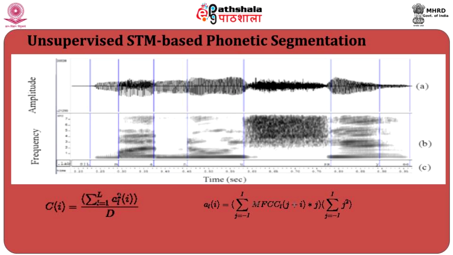As you can see in this formula, a_l(i) equals the summation over j equals minus I to I of MFCC_l(j plus i) multiplied by j, and then the whole divided by the summation over j equals minus I to I of j squared. Here j represents the frame index and I represents the number of frames on each side of the current frame used to compute these regression coefficients. It is evident from this equation that STM inherently embeds the delta spectrum calculations.